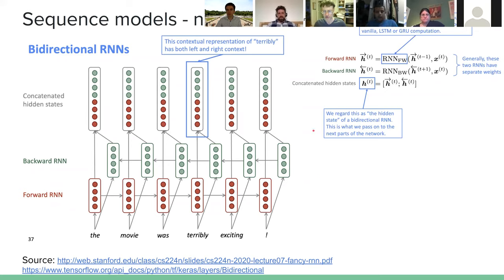So at least in theory, it seems like one could choose a different size for the backward RNN versus the forward RNN if you were concatenating, but you can't do that if you choose sum or multiply or average. Yeah.